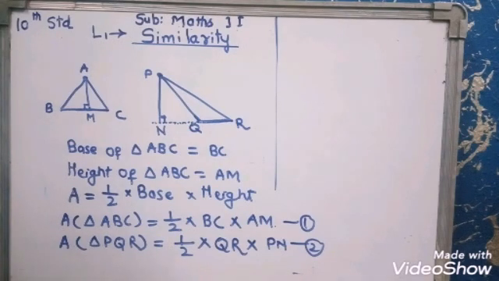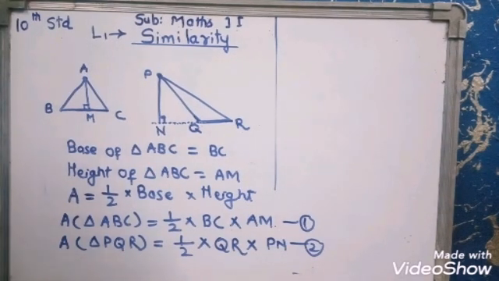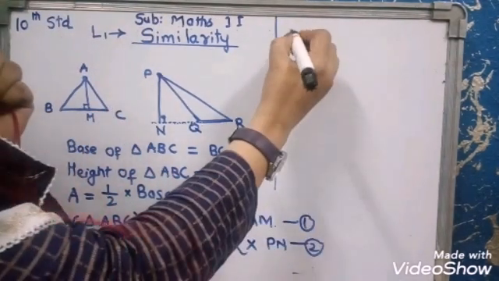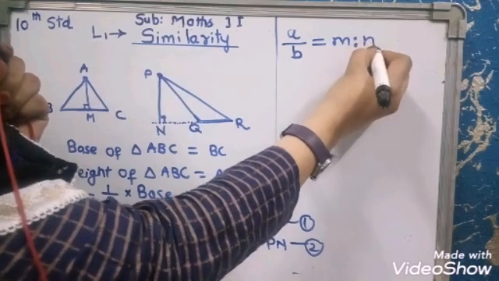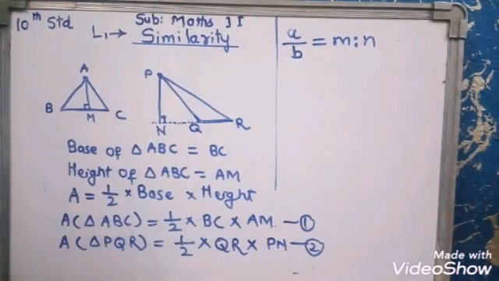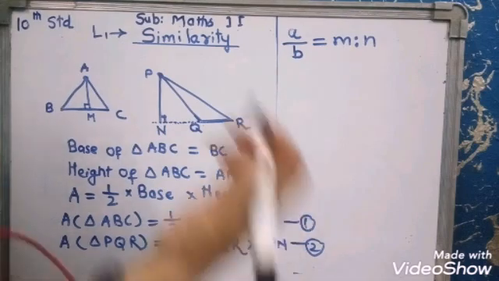We have studied ratio and proportion. The statement A and B are in ratio m upon n is also written as A upon B is in the ratio m is to n. Ratio means comparison. If we compare the ratio of areas of the two triangles, look at the board. This is the area of the first triangle ABC and this is the area of the second triangle PQR.